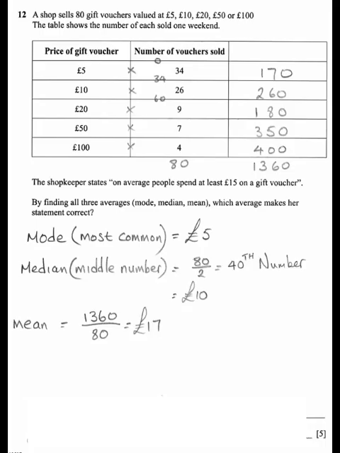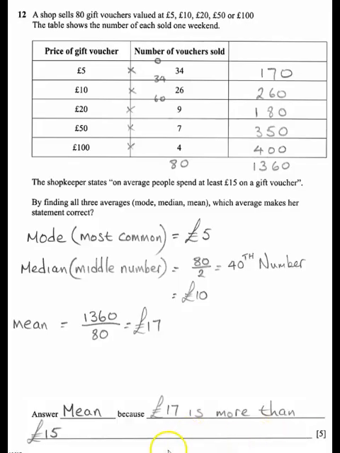So the statement says the shopkeeper states on average people spend at least £15 on a gift voucher. Which average makes her statement correct? So you can see it is the mean, because £17 is more than 15, because it says at least £15.